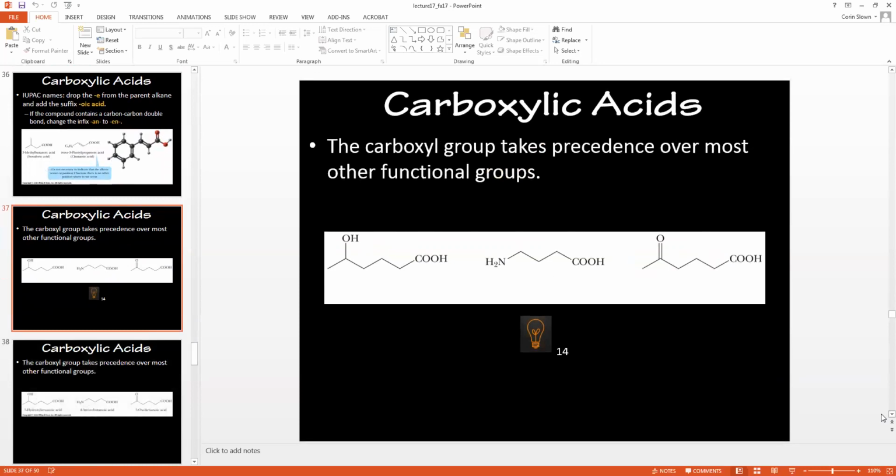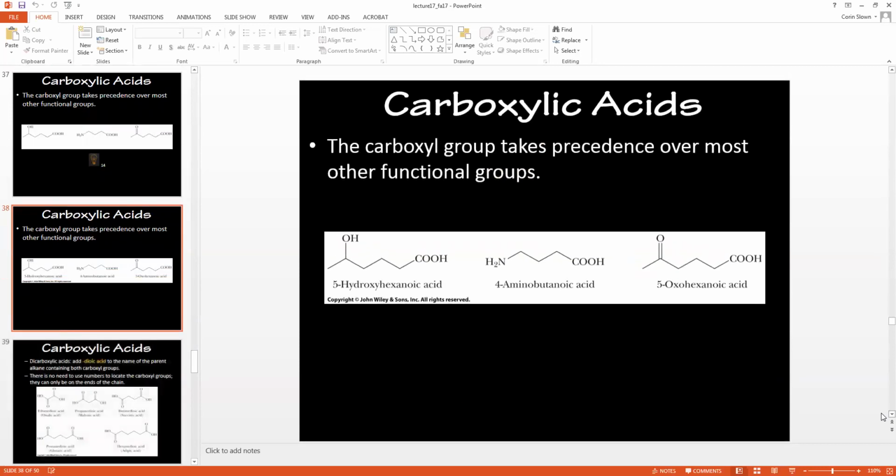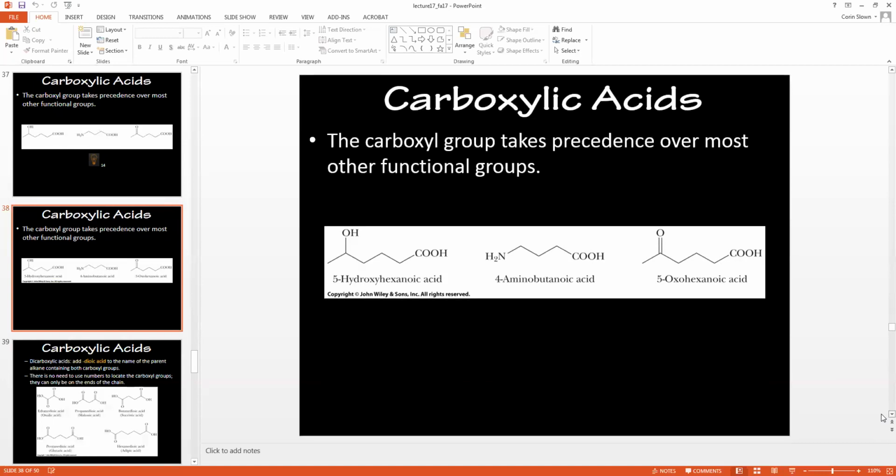There are other ways that we can think about naming compounds. So remember, the carboxyl group takes precedence over almost any other functional group. So that means carboxylic acids are always going to be number one when we're numbering or naming compounds. So for example, 5-hydroxyhexanoic acid, 4-aminobutanoic acid, or 5-oxohexanoic acid are all examples of compounds where the carboxylic acid takes precedence and then the other functional group is named based on the numbering of the carboxylic acid.